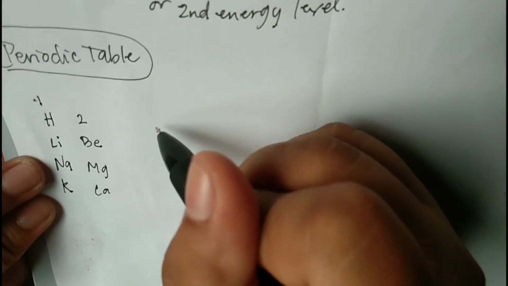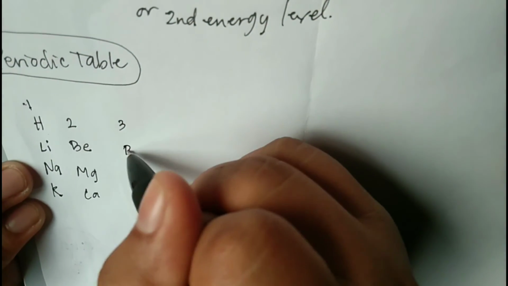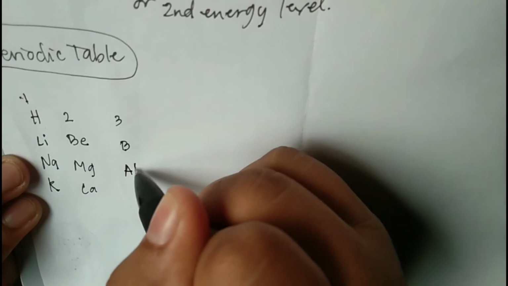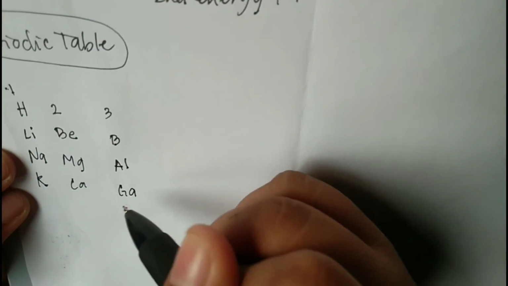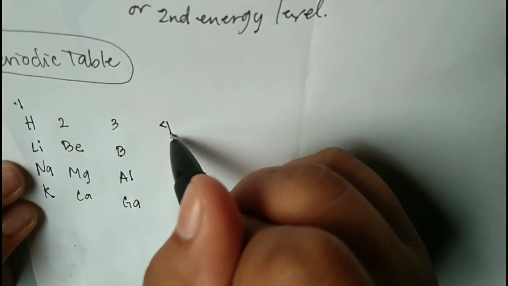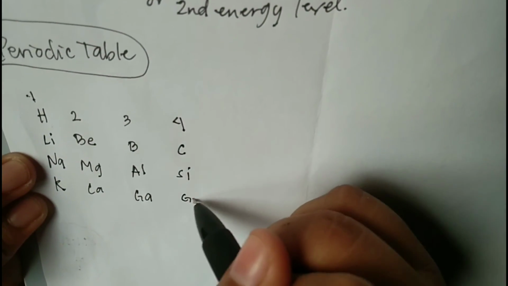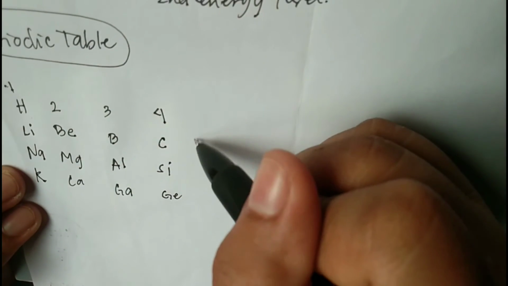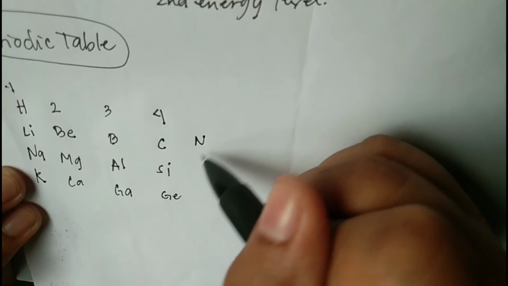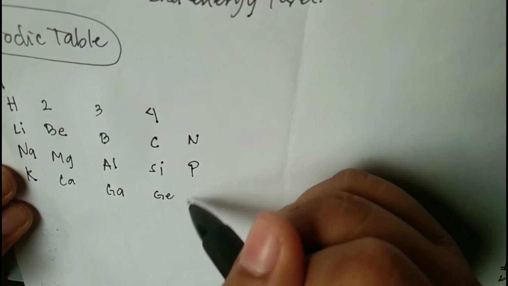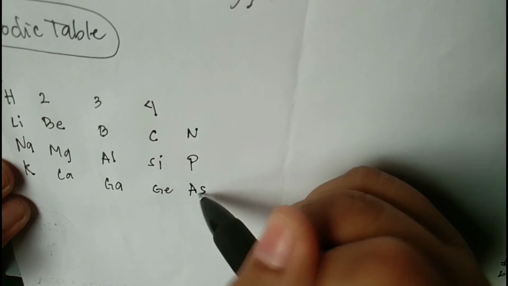And then, match the group number. It is for the main group elements. So, ang valence electrons po is equal to the group number. Example po, group 1 has 1, which is the hydrogen, lithium, sodium, and potassium. Then, ang group 2 po has 2 valence electrons.